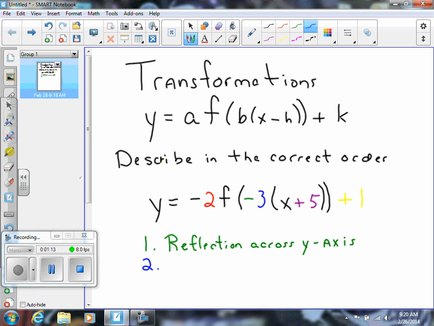Second, we look for a number in the position of the 3, which is a horizontal compression or stretch, depending on what that value is. These numbers divide our x values, and so in this case, if we divide our x values by 3, that would be a horizontal compression. So the domain of our graph becomes smaller.